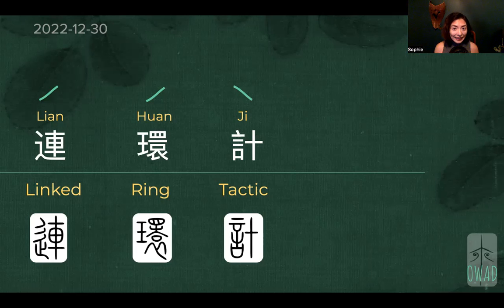So maybe that's where the linking thing comes from. Today, we don't think about the man-pulled cart anymore, but it's the linking concept that lives with us. So this is the link.